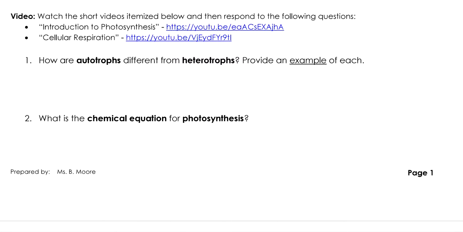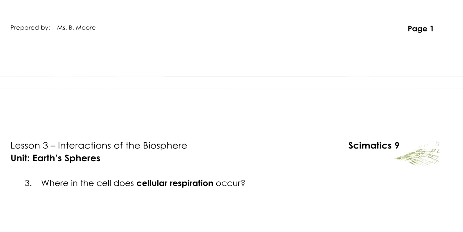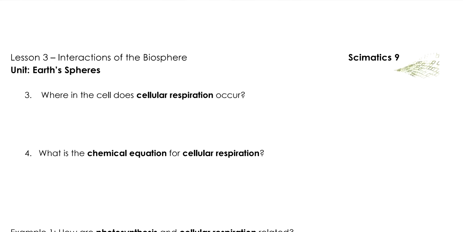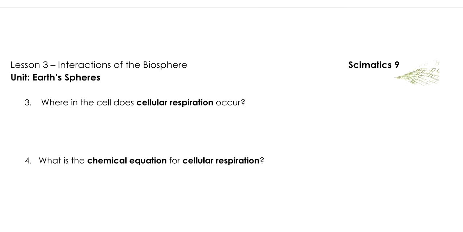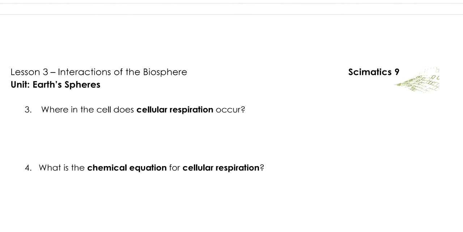Next, we're going to watch two short videos which walk us through the chemistry of photosynthesis and cellular respiration. To watch these videos, just visit YouTube and search by name or click on the links in the lesson handout. As you're watching, please answer the following questions. How are autotrophs different from heterotrophs? And provide an example of each. What is the chemical equation for photosynthesis? Where in the cell does cellular respiration occur? And what is the chemical equation for cellular respiration?